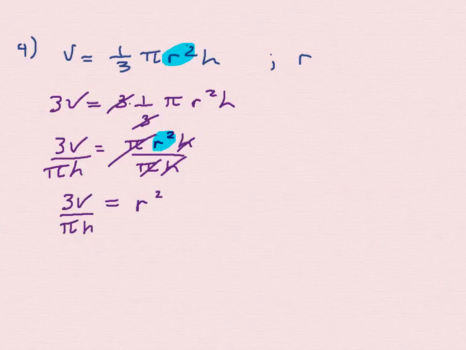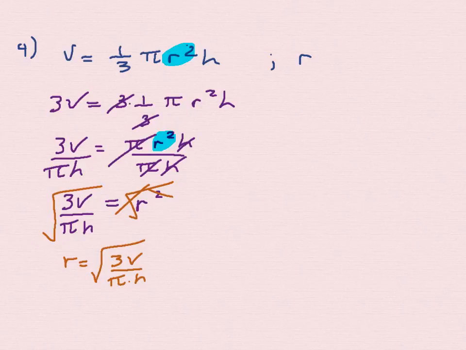To solve for r, you've got to take the square root of r squared. Do the same thing to both sides. Therefore, your formula for the radius is going to equal 3 volumes, 3 times V, over pi times h.